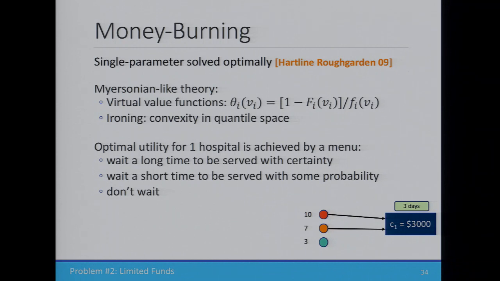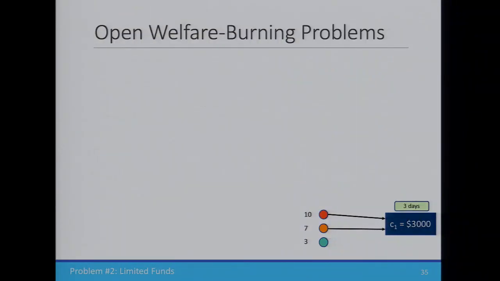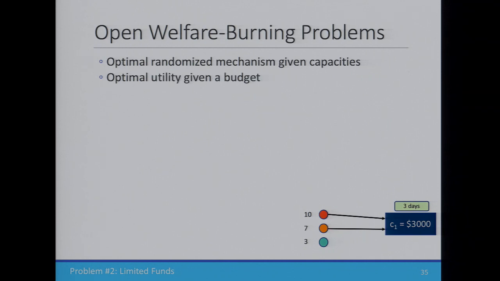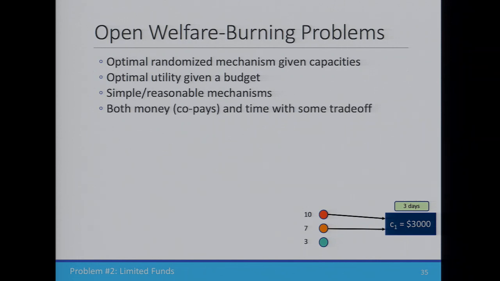Okay. So this is a beautiful theory that is very similar to auction design that solves this problem in the single parameter setting. Okay, but there's all sorts of open problems here. For example, this was just restricted to deterministic mechanisms. What's the optimal randomized mechanism for the waiting time, not for the single parameter? We know that. What's the optimal utility given a budget? What are simple or reasonable mechanisms if the optimal ones are crazy? And what if we are allowed to use copays, but we don't want the copays to be too high, so we need to do copays and time with some sort of trade-off between the two?